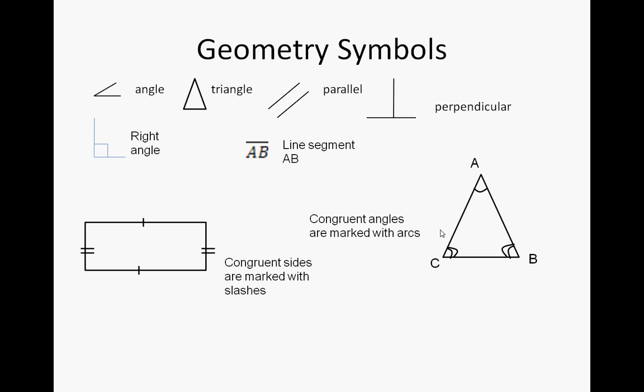Angles are congruent if they have the same number of arcs. So this angle only has one arc, but these angles both have two arcs. So these angles are congruent. They'll have the same measure with a protractor.